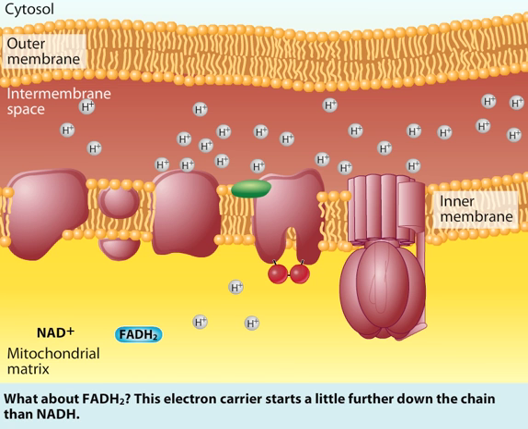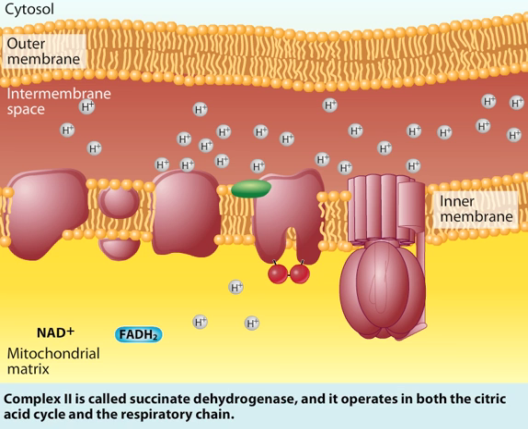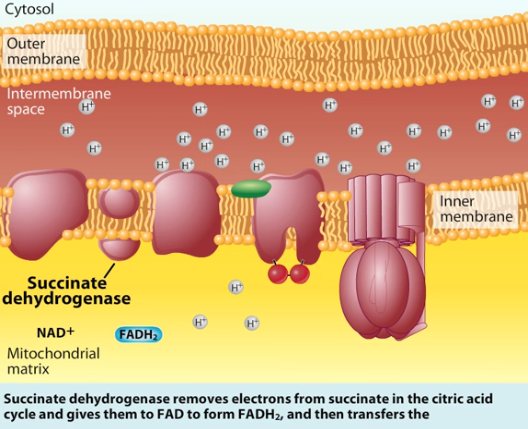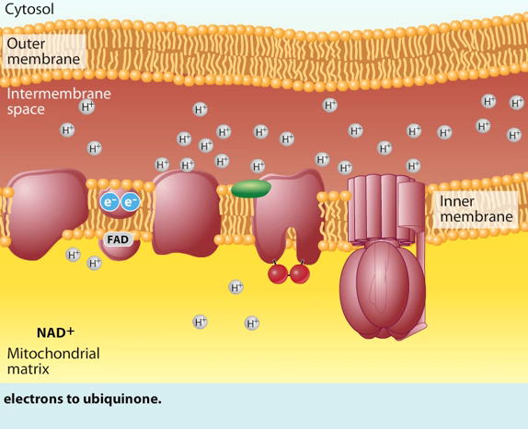What about FADH2? This electron carrier starts a little further down the chain than NADH. Complex 2 is called succinate dehydrogenase, and it operates in both the citric acid cycle and the respiratory chain. Succinate dehydrogenase removes electrons from succinate in the citric acid cycle and gives them to FAD to form FADH2, and then transfers the electrons to ubiquinone.